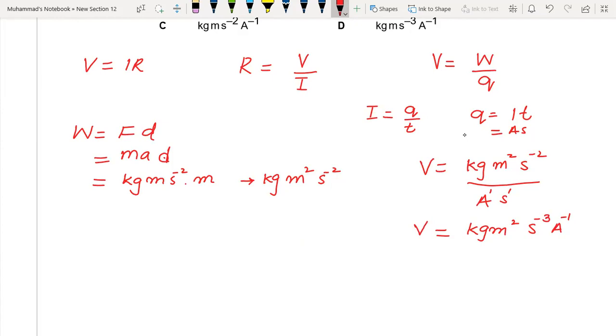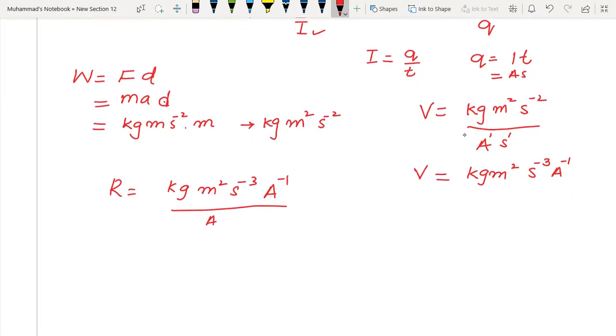For the SI base unit of resistance, we have to put this unit over here. That is kg m² s⁻³ A⁻¹ divided by the unit of current, which is ampere. So you have to simplify it.